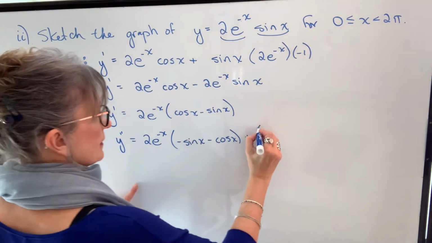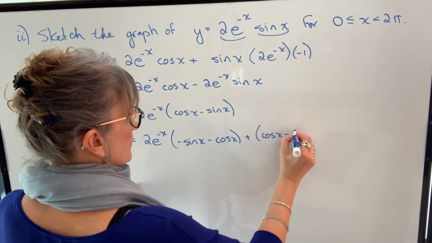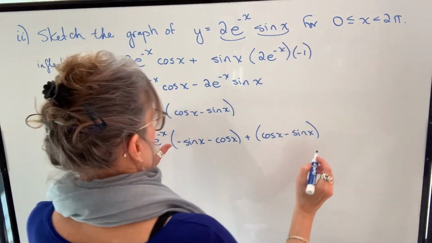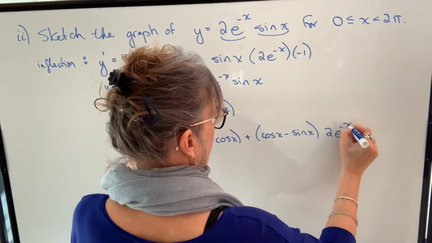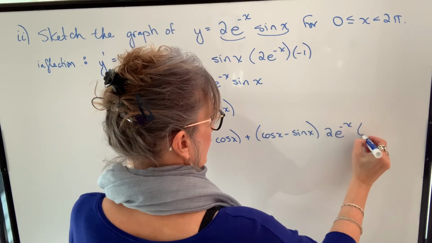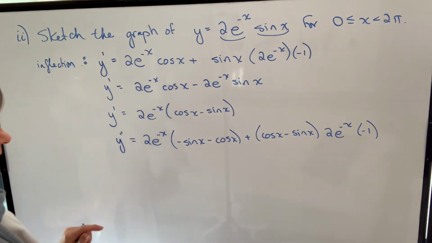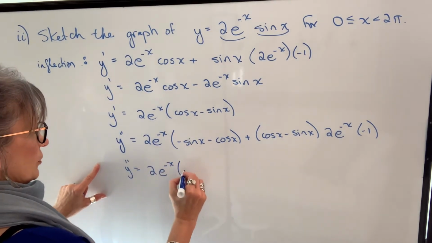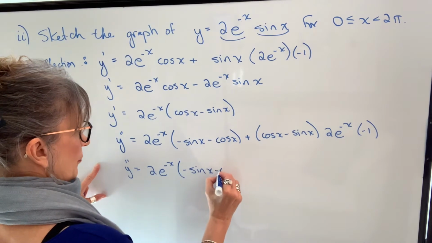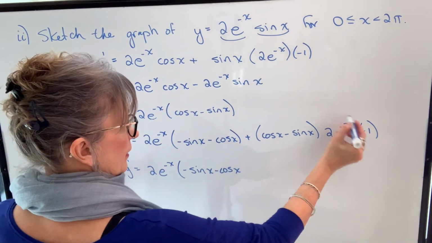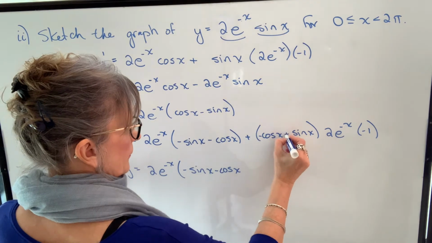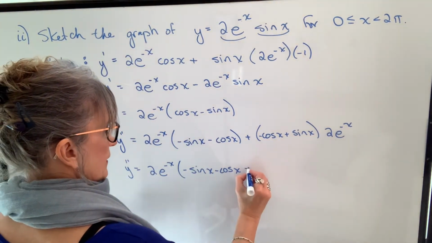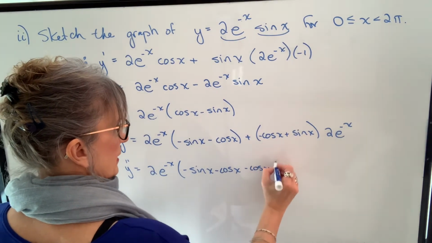Plus, now I take this, cos of x minus sine of x, and then I multiply by the derivative of my first factor. So the derivative of that will be 2e to the negative x times the derivative of negative x, which is negative 1. Now, what I'm going to do here is factor a 2e to the negative x out of every term. So I'll have negative sine of x minus cos of x. That negative I'm going to apply inside here. So I'll have minus cos of x plus sine of x.